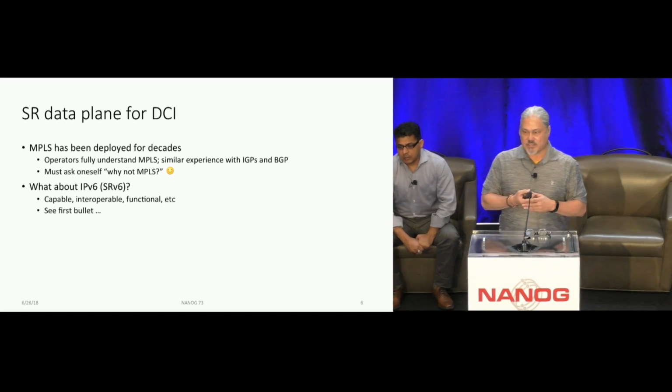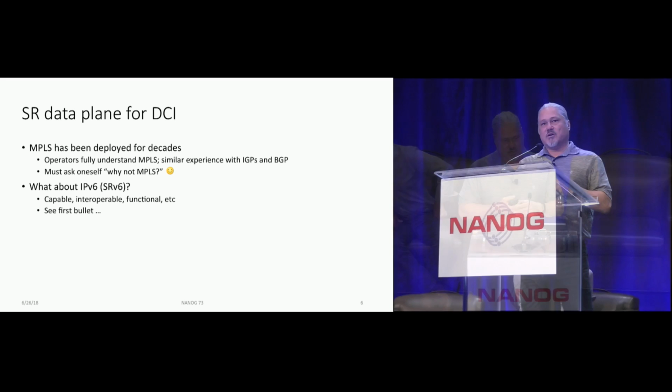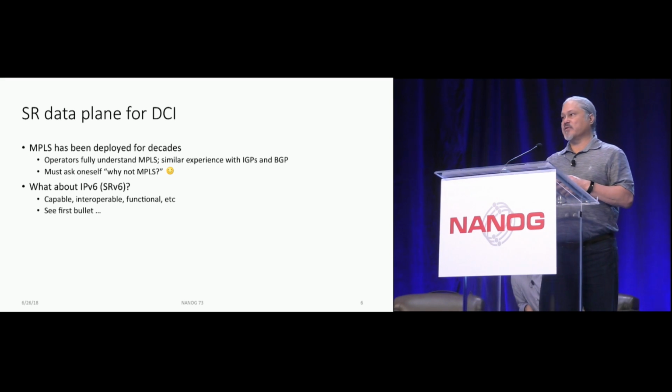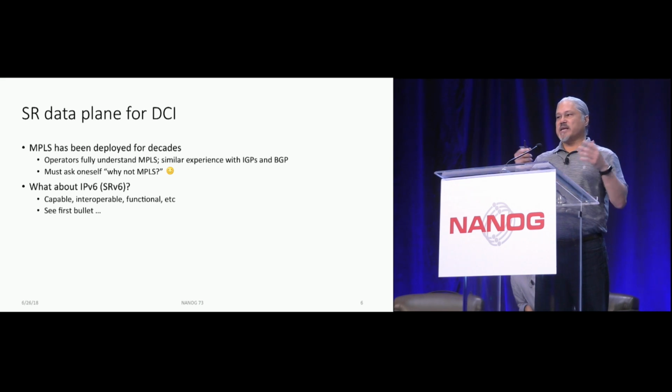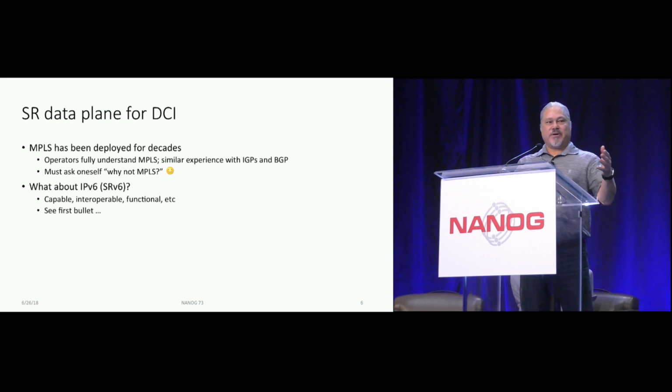So what about the data plane, as I mentioned? This will be SR-MPLS. MPLS has been around for decades. Actually, interesting enough, my first exposure to MPLS was at NANOG here in Denver in 1999. So that's like 20 years ago. It's been around for a long time, so operators fully understand MPLS, just like IGPs and BGP. That was a fairly easy choice.